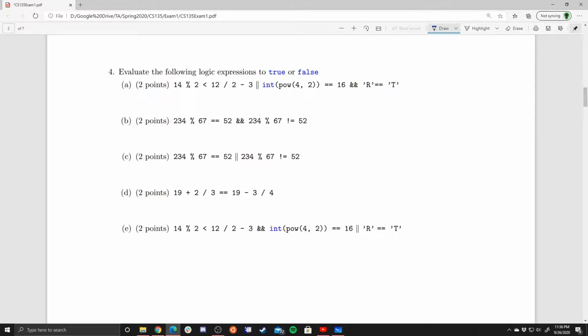So we're going to have 14 mod 2, which will give us the result of 0. The 14 mod 2 is 0, it divides evenly. Less than 12 divided by 2 is going to be 6. Minus 3 will be 3. Then we do this OR over here. Then we're going to do 4 squared, which will be 16.0. Then we typecast it to be 16, equals 16. And R and T, which I'll put over here. For characters, these are obviously not the same characters, so it'll be false. But first, work this whole thing out.